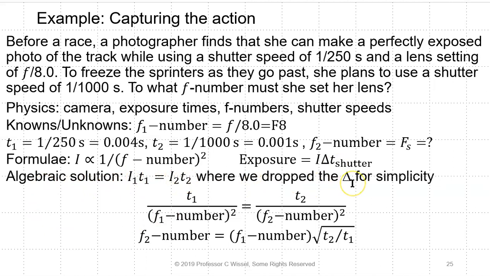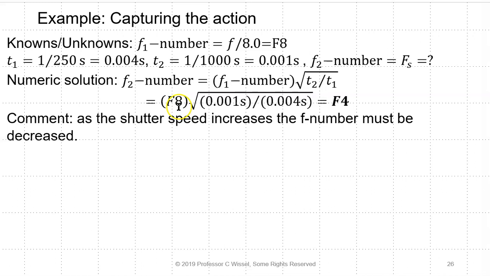We drop the delta because, frankly, it's a pain. Okay, t1 over the first f number squared equals t2 over the second f number squared. The second f number equals the first f number times the square root of t2 over t1. We're ready to plug everything in. We can use f8 for the first one. That's the first f number. Here is t2, t1, the square root. Okay, so it's going to be an f4. Notice that you can actually use this in math if you're careful. As the shutter speed increases, the f number must be decreased.